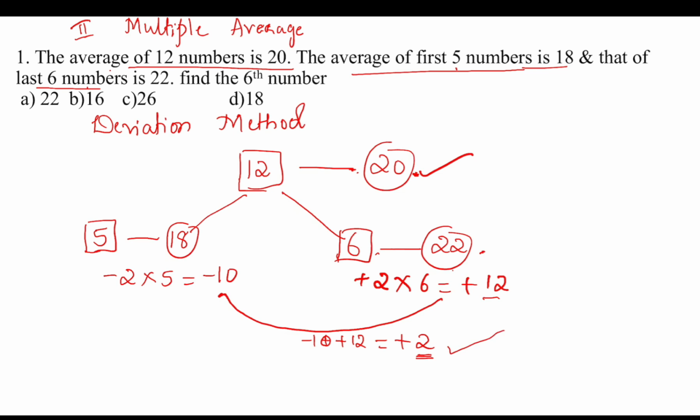But we want the average to be 20 itself. So deduct it from the old average, that is 20 minus 2, which is equal to 18. So 18 is the answer. We had got 18 itself, isn't it? So 18 is the 6th number.